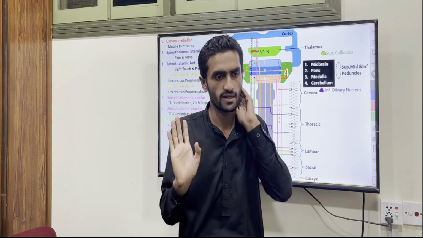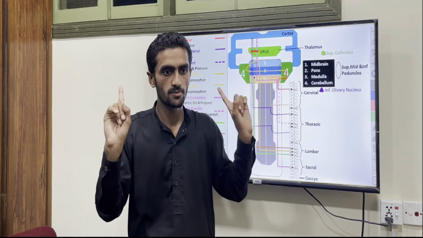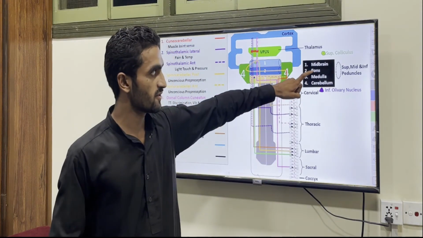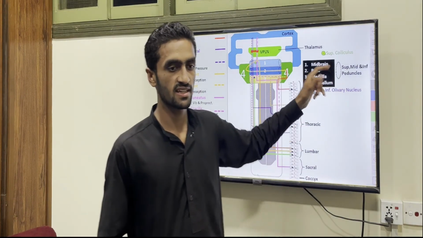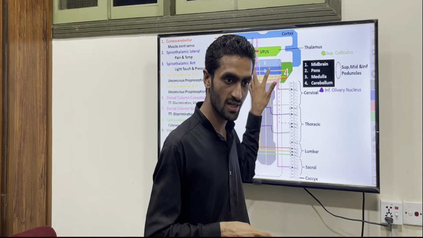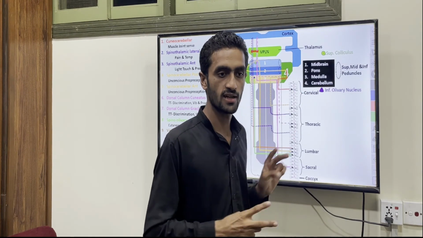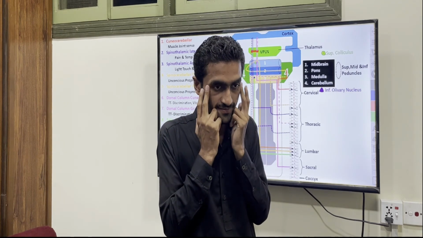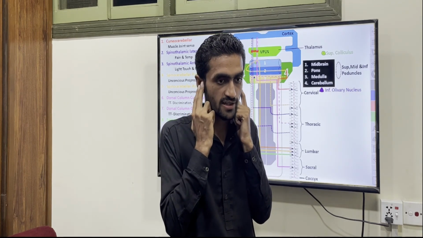So just remember the tectum. Tectum is what? Posterior part of midbrain. So the pathway which comes from the spinal cord and reaches this tectum, we call the spinotectal. There are 2 superior and 2 inferior. The superior 2 are for your vision. The inferior 2 are for the hearing, the auditory pathway.